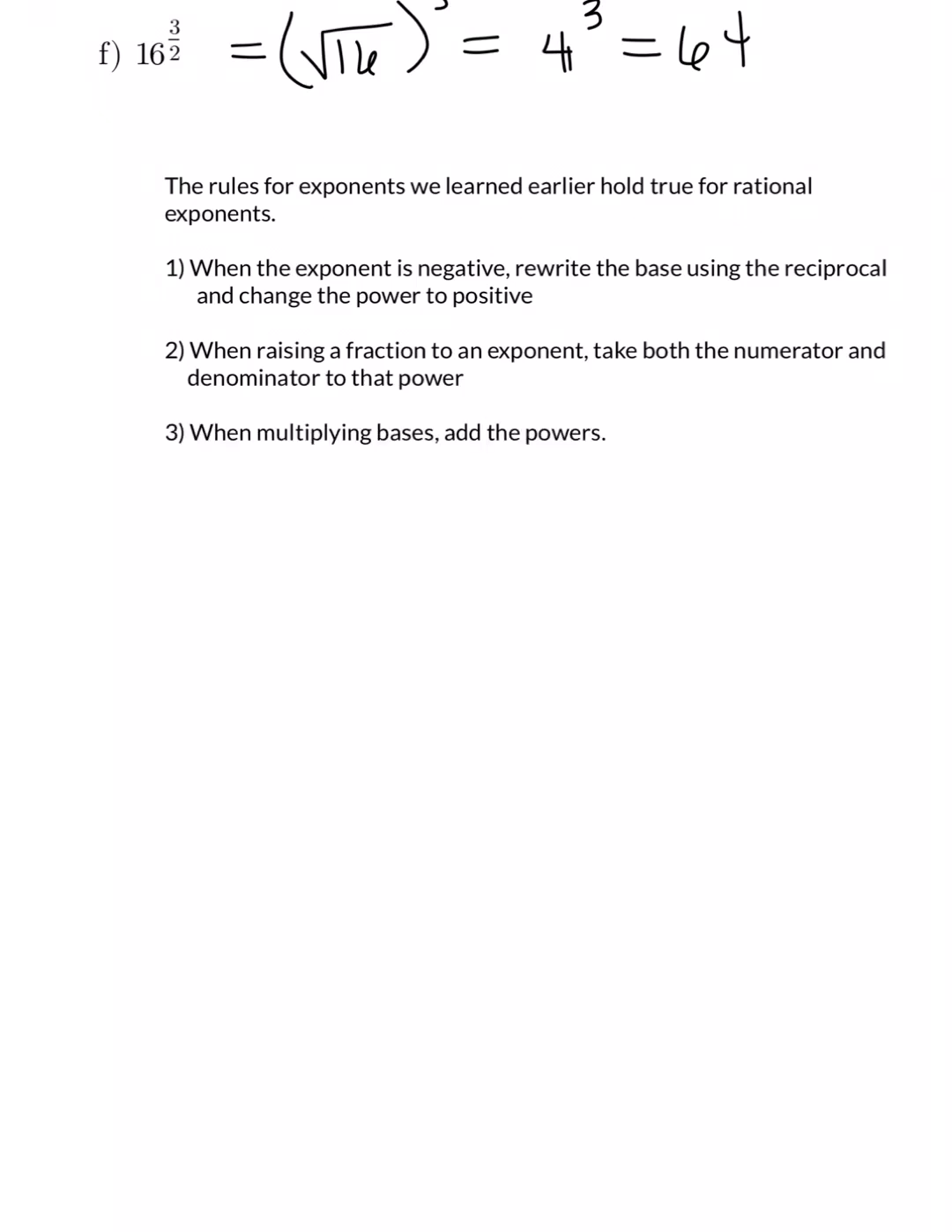The rules we learned earlier for exponents hold true when you are working with rational exponents. When the exponent is negative, rewrite the base using the reciprocal, and then change the power to positive. When you're raising a fraction to an exponent, take both the numerator and the denominator to that power. When multiplying bases, add the powers. When dividing bases, subtract the powers. When raising a power to a power, multiply the powers.